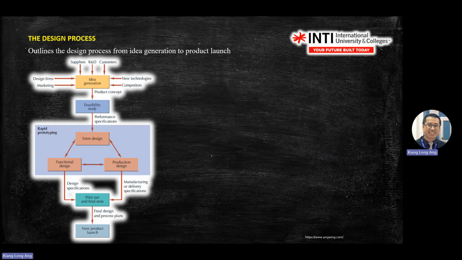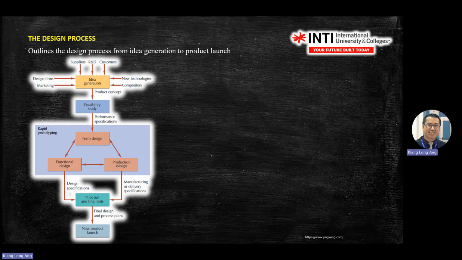Then you go to fabrication. Okay, you go to fabrication. In the textbook, they name it as rapid prototyping. Rapid prototyping. Previously, this word is used for 3D printing or CNC cutting. But as technology move on, they group everything under rapid prototyping.